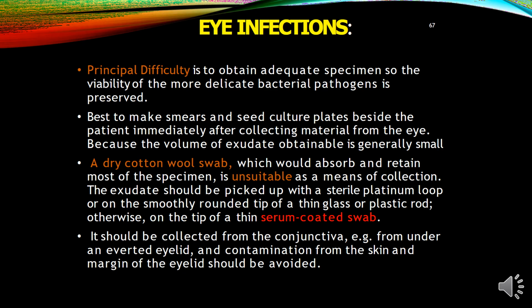A dry cotton swab, which would absorb and retain most of the specimen, is unsuitable as a means of collection. The exudate should be picked up with a sterile platinum loop or a smooth rounded tip of thin glass or plastic rod, or otherwise the tip of a serum-coated swab. It should be collected from the conjunctiva, for example from underneath the everted eyelid, and contamination from the skin and the margin of the eyelid should be avoided.